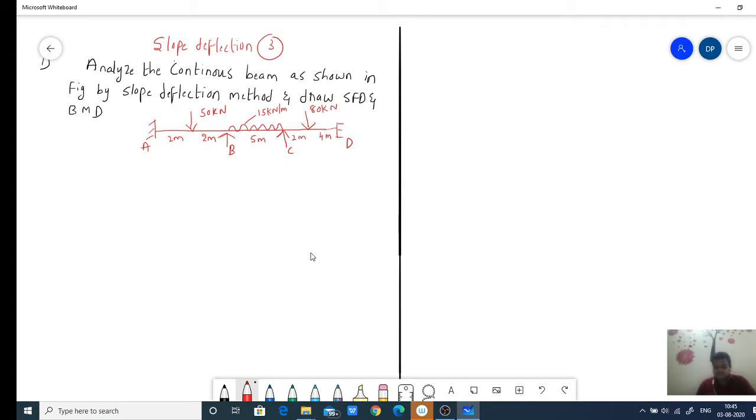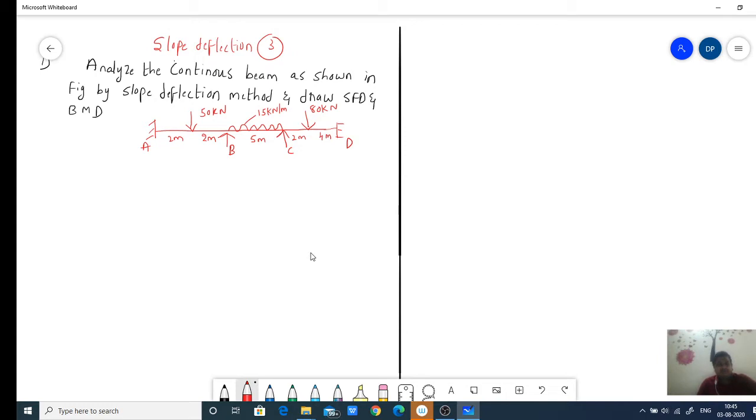So whenever we are given this kind of numerical, they will usually be asked for 10 marks. Particularly in this subject there are no theory questions, they usually don't ask, only in unit number 6 they will be asking. So coming to this slope deflection method, they have given you the span.